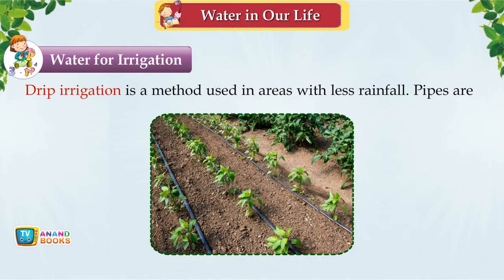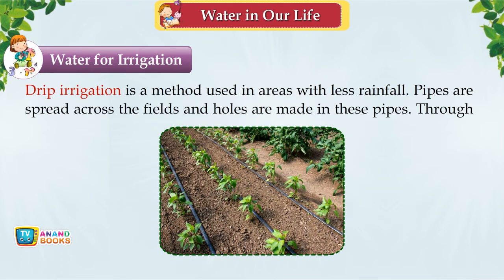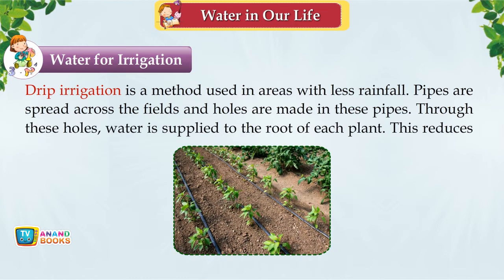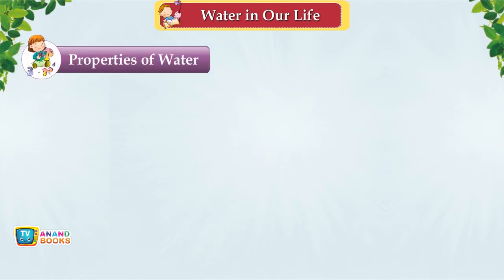Drip irrigation is a method used in areas with less rainfall. Pipes are spread across the fields and holes are made in these pipes. Through these holes, water is supplied to the root of each plant. This reduces wastage of water.